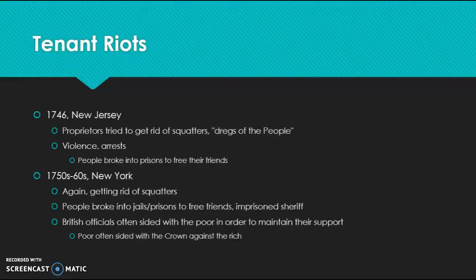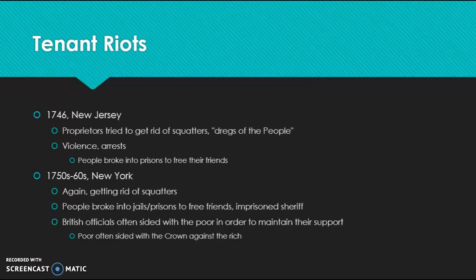Also in that area, we have the Tenant Riots, which Zinn talks about. These are in New Jersey and New York as well in the 1740s, 50s, 60s. And this is a struggle between the rich and the poor. There were people squatting because they didn't have property, they didn't have money, and they had nowhere to live. And even today, we know how the population feels about homeless folks. We definitely have that going on in Modesto here.